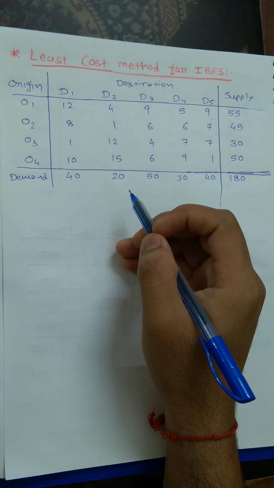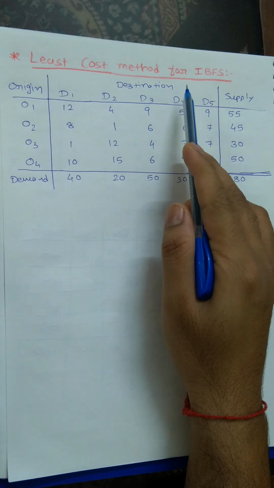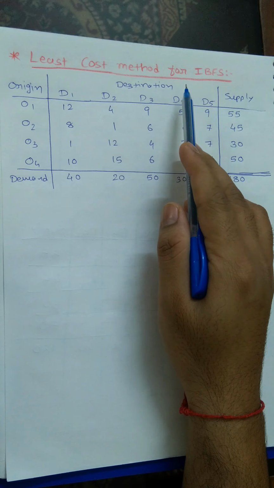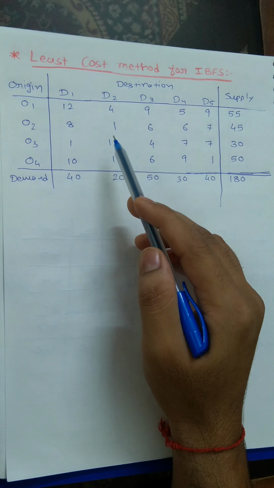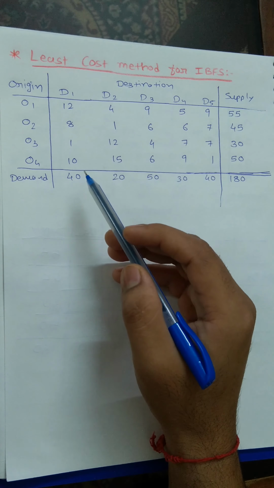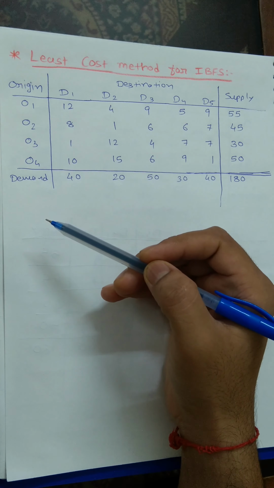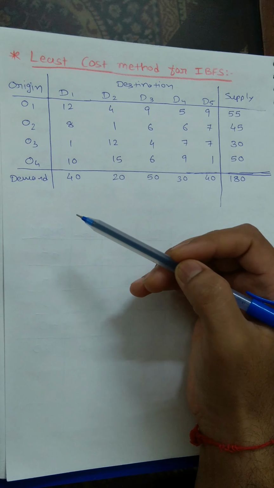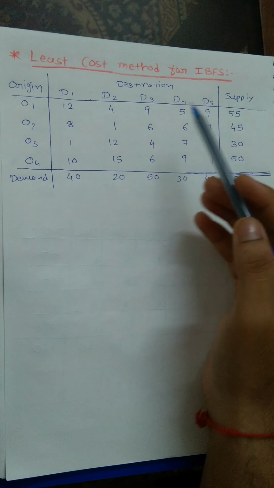In this video, I am going to discuss the least cost method for the initial basic feasible solution of the transportation model. Earlier to this video, I have made two videos: one for the introduction to the transportation model and another for the northwest corner method for initial basic feasible solution.